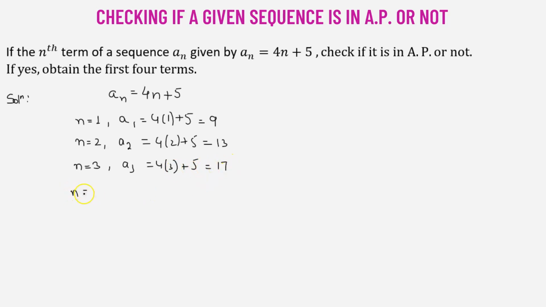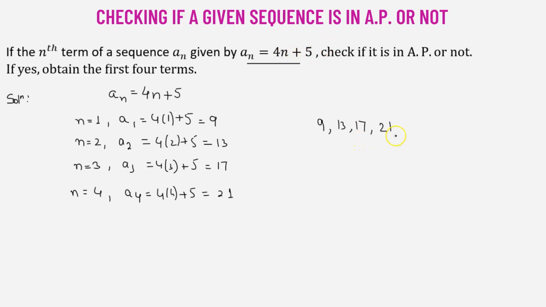Then we will compute the fourth term. So our fourth term will be a4, which equals 4 times 4, which is 16, and 16 plus 5 is 21. So that means the sequence is given by 9, 13, 17 and 21. So this is the sequence, the first 4 terms of the sequence an equals 4n plus 5.